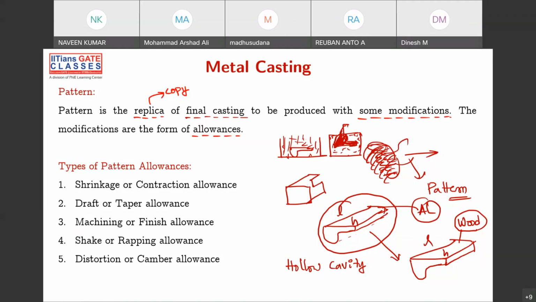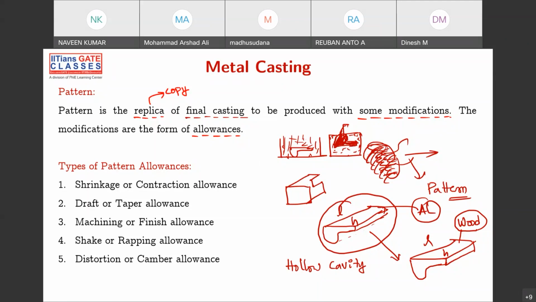There are some allowances that you have to provide, because once you pour into that, there are so many problems, right? Upon heating, what will happen to the liquid metal? It will get expanded. Upon cooling, it will get contracted. So you have to take that into account, and those things are called allowances, because cooling and heating will be happening.